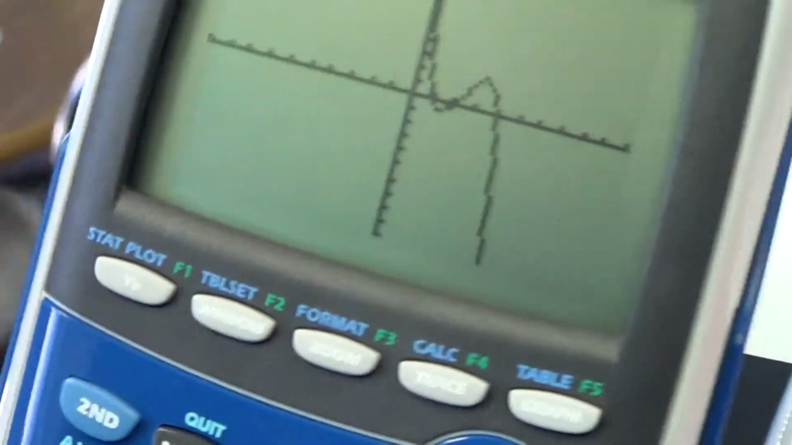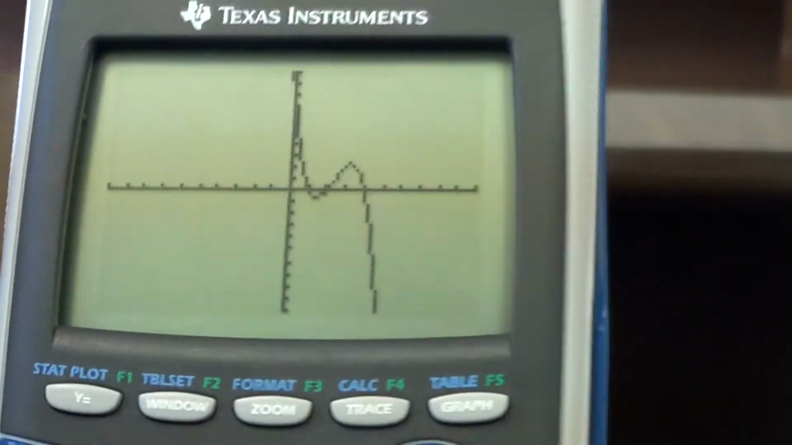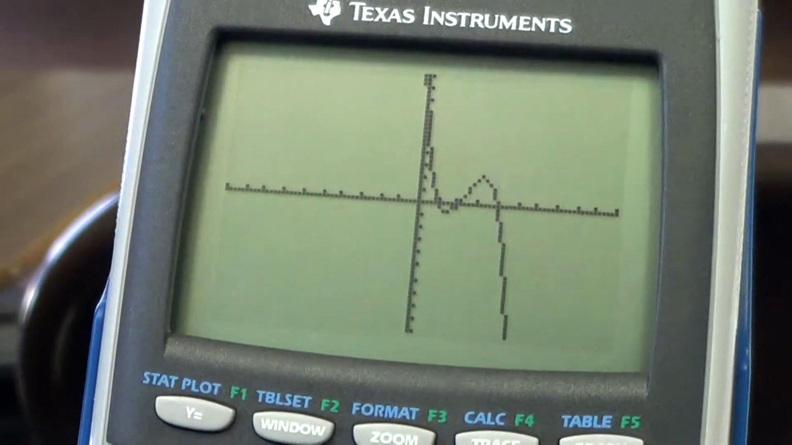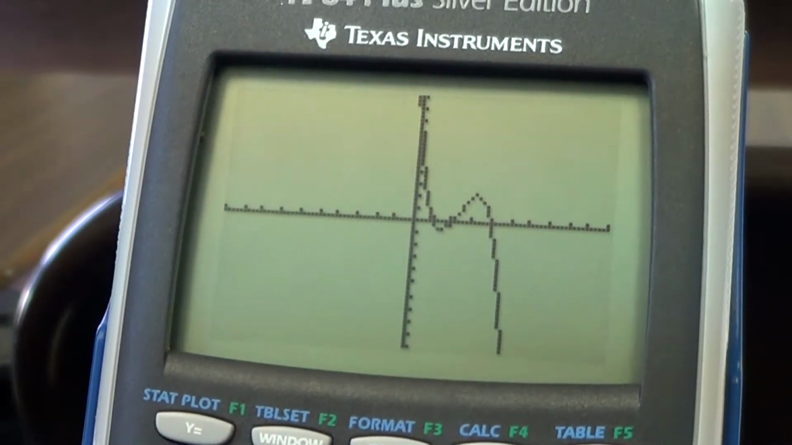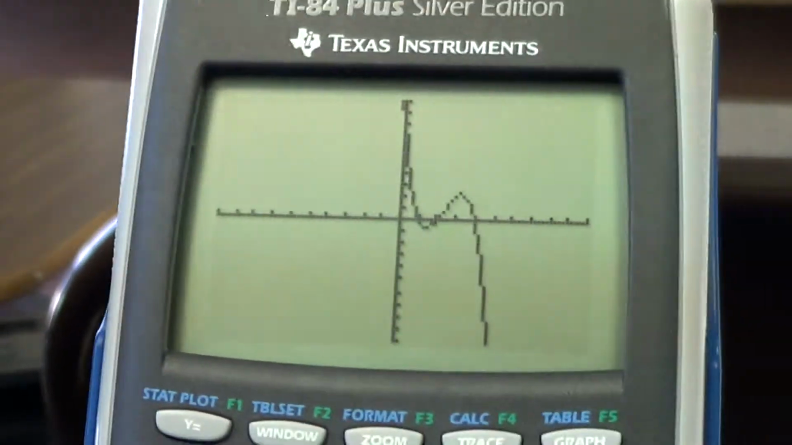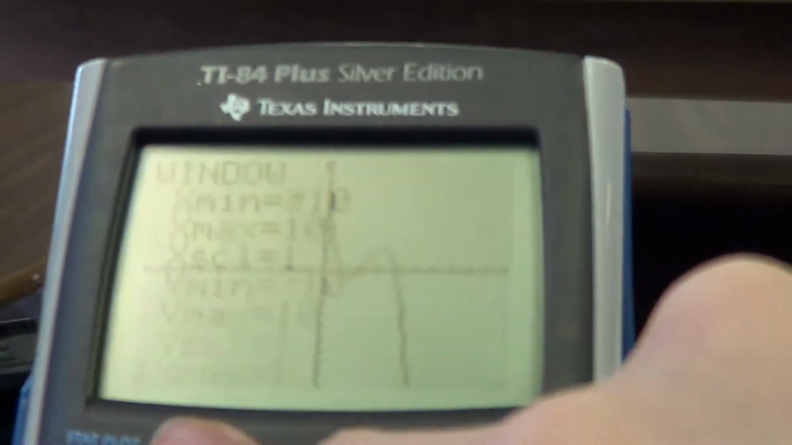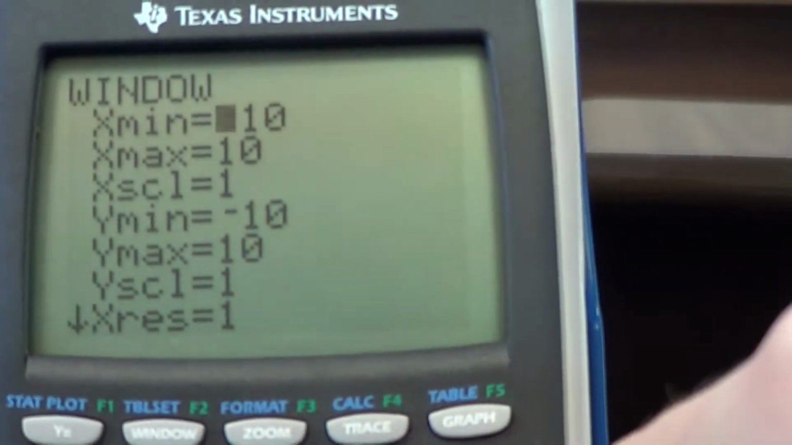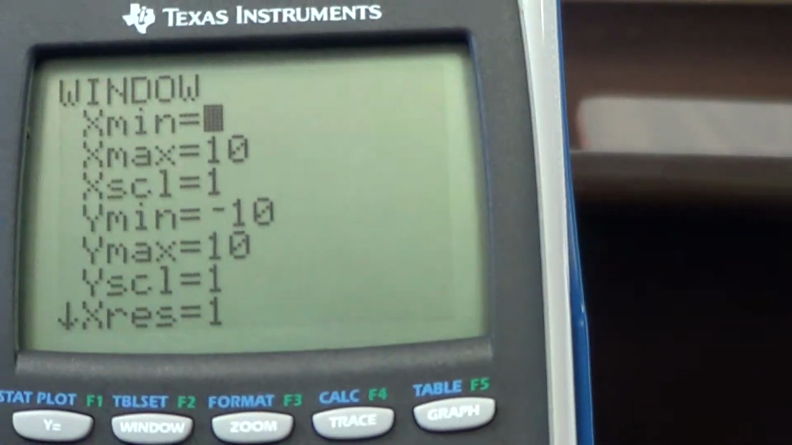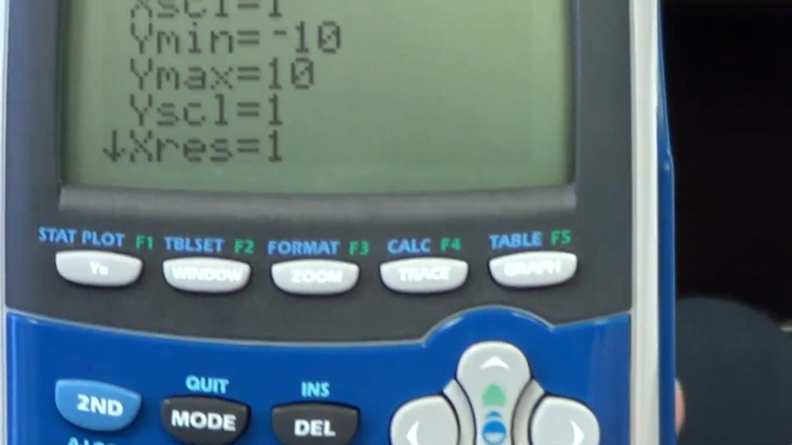Do we have to change the window or anything? You might want to change the window. If you look at the graph, it looks like it makes sense for the x values to go from 0 to 5. Do you know how to do that? Like this? That's your graph, good. If you just go to window and change your x values to be from 0 to 5, you'll get a little bit closer up view.